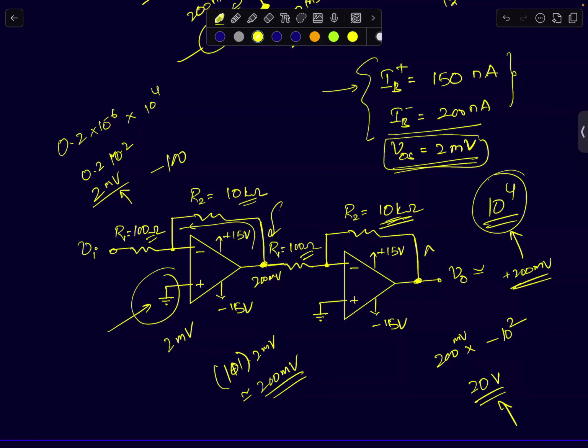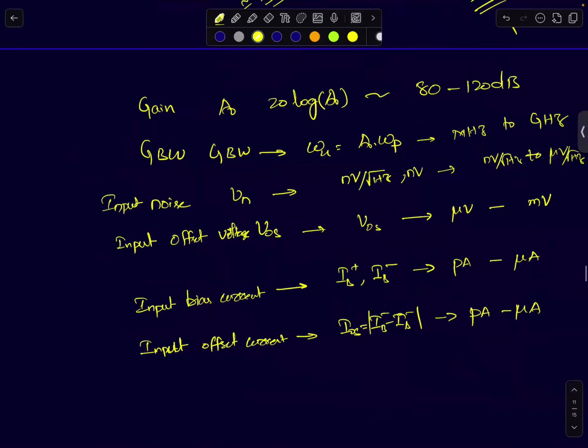Okay, that's it. So far, I'm listing what we have discussed in the previous 3 to 4 lectures on practical op-amp circuits. We spoke about DC gain, that is the DC gain of the amplifier. Usually it is in the range of 80 to 120 decibels, or maybe plus 10 minus 10 on either side. High DC gain is always good. So when you're going to pick an op-amp, always pick an op-amp with really high DC gain.